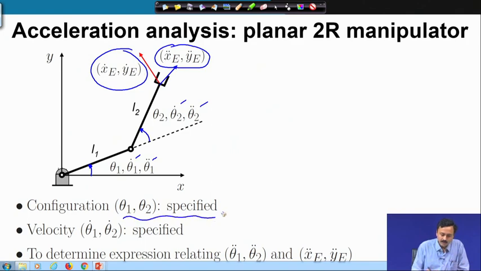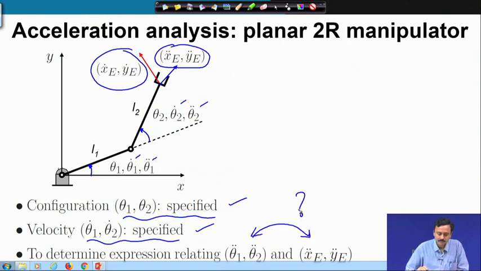Now, the configuration of the manipulator is specified, the velocity is specified. We need to relate the actuator accelerations, the joint accelerations, and the end effector accelerations.